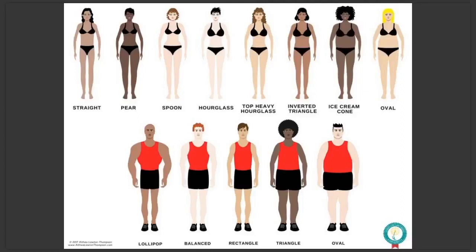A rectangle body shape is your pure ectomorph. That's that straight up and down. They don't have a waistline, more rectangular shaped, and it's very hard for them to gain muscle or fat.